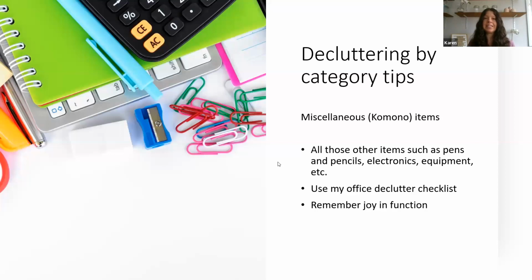Now, miscellaneous is the next category, and these are all those extra items that don't fit into the previous couple of categories. They're your pens and your pencils, your electronics, everything else.